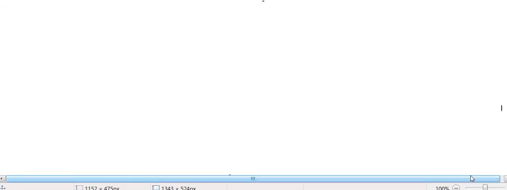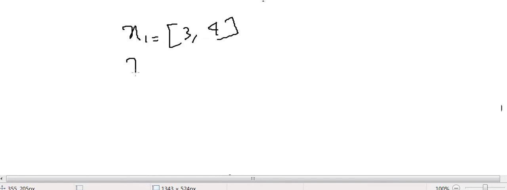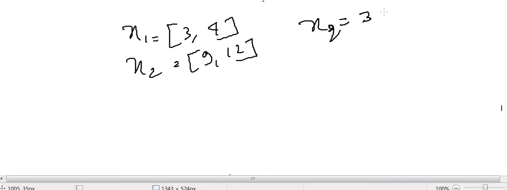And there is another concept I want to clear here. Suppose you have two vectors, like x1, suppose this is 3, 4. Suppose there is x2, and this x2 is 9 and 12. So you can see this x2 is just directly 3 multiplied with x1. If you multiply 3 into 3, 9, 4 into 3, 12.